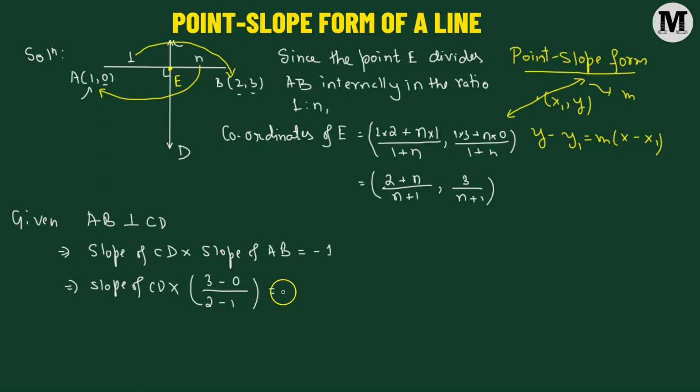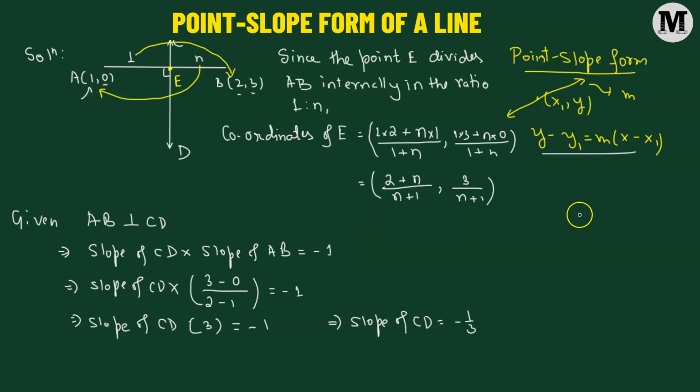This will be equal to -1, which implies that for the slope of CD, we have 3 minus 0, that's simply 3, divided by 2 minus 1, so that's 1. So we have slope of CD times 3 equals -1. So we can find out the slope of CD. Slope of CD comes out to be equal to -1/3. So now we have everything that we need. We have the point E, which lies on the line CD. We also have the slope of line CD, that's -1/3.